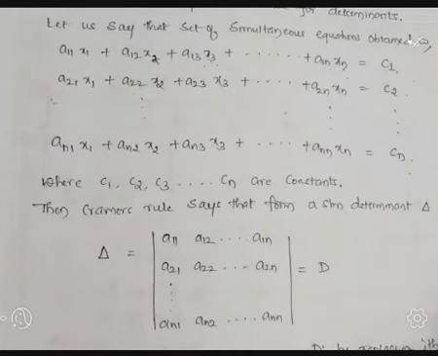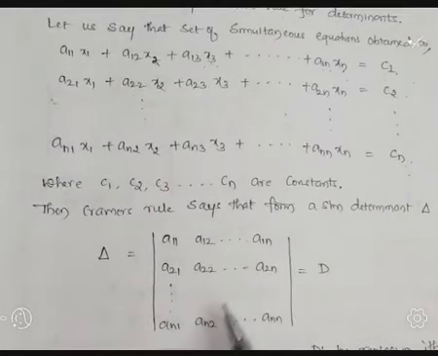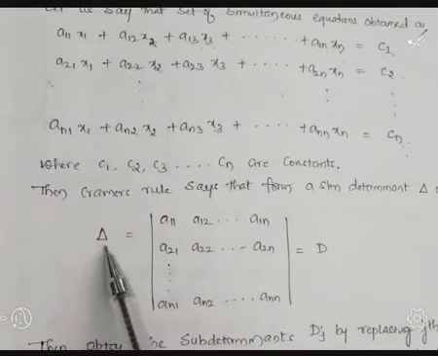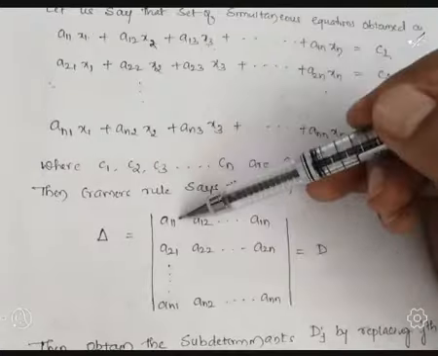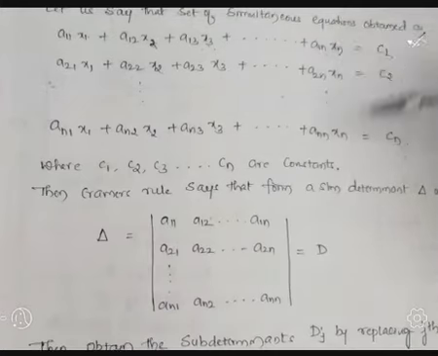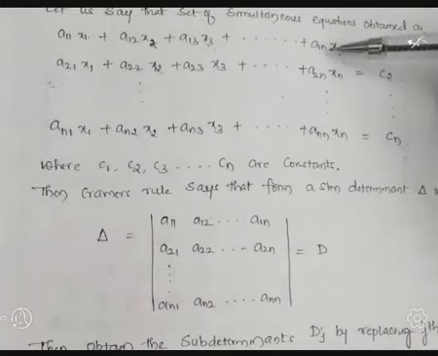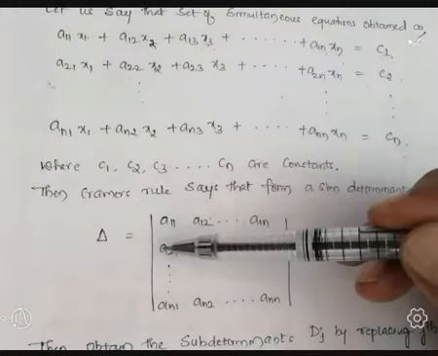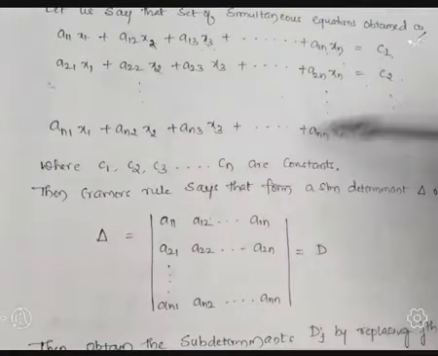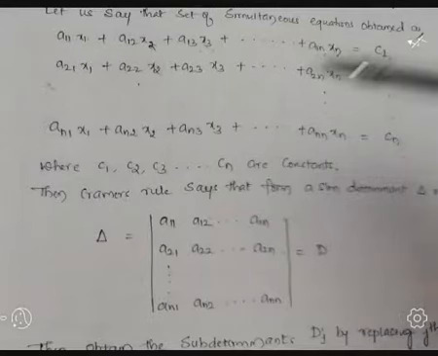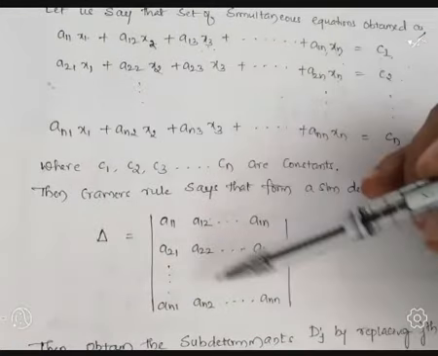Cramer's rule means first we have to find the determinant of the given equations. I'm going to represent the determinant as delta. Delta is equal to: the coefficient of x1 is a11, the coefficient of x2 is a12, similarly the coefficient of xn is a1n. Similarly, in the second equation, the coefficient of x1 is a21, x2 is a22, and so on, xn is a2n. Similarly, in the last equation, the coefficients are an1, an2, ann.